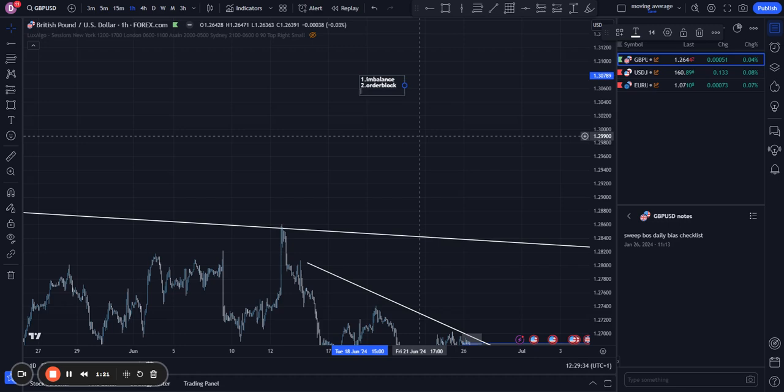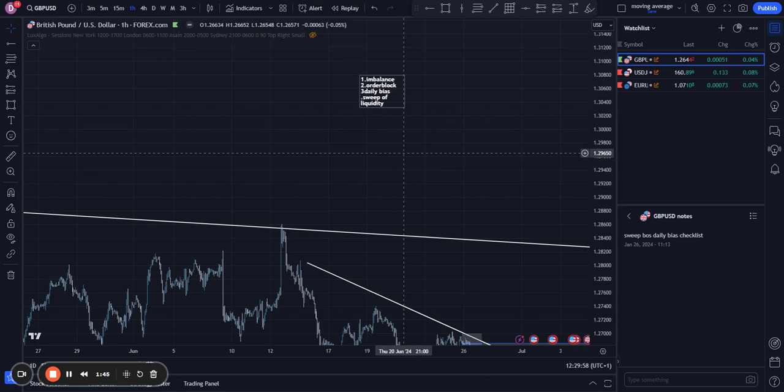Imbalance, order block, daily bias. What else should we do? Sweep of liquidity. Right, so there we go. Imbalance, order block, daily bias, sweep of liquidity. That right there is a strategy.